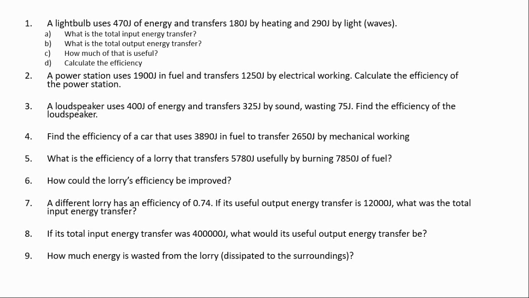How much of that is useful? 290 is useful, because heating is not useful. You don't want your bulb to get hot. That's not a good use of the energy. You want it to be radiating that energy as light. And therefore you need to calculate the efficiency, which would be 290 divided by 470, which should give you 0.617 or 0.62. The remaining answers are now going to be up on the screen for you.